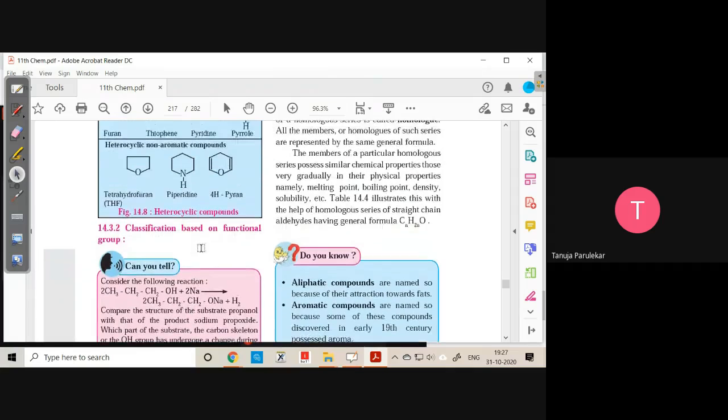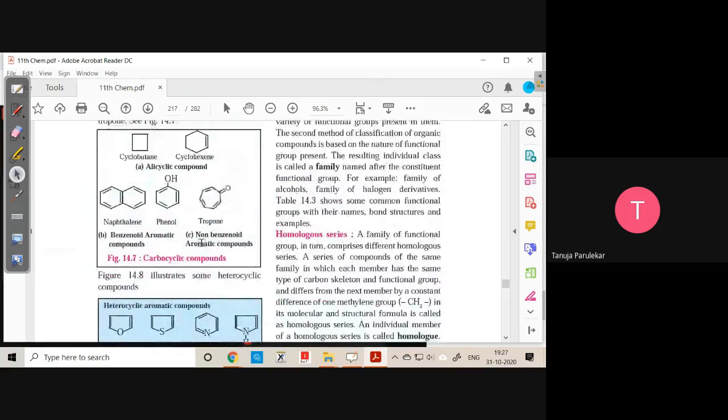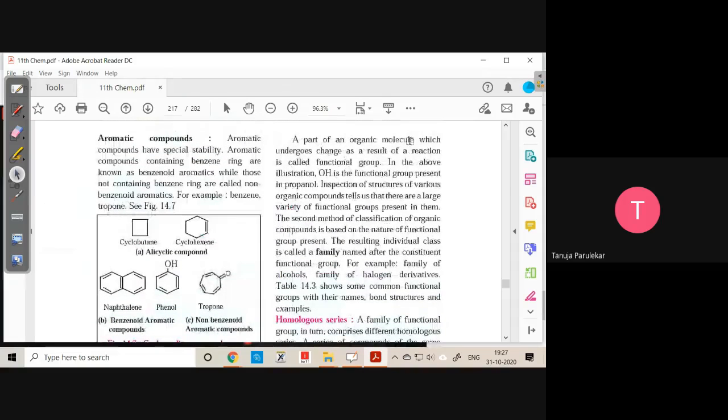Very correct. Now coming to the next. So a part of an organic molecule which undergoes a change as a result of reaction is called the functional group. Very correct, which is continuously changing. And because of which the compound gets its properties, that is called a functional group.